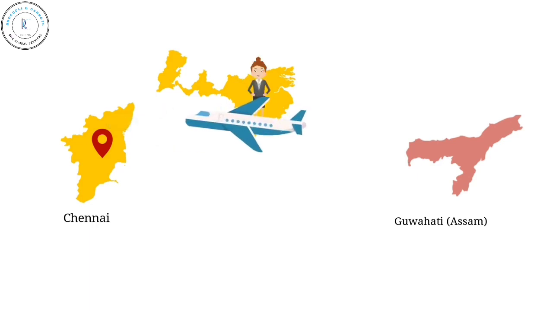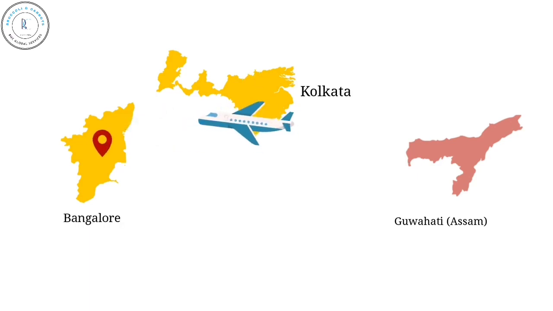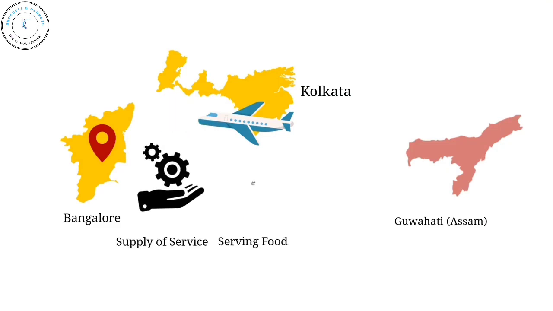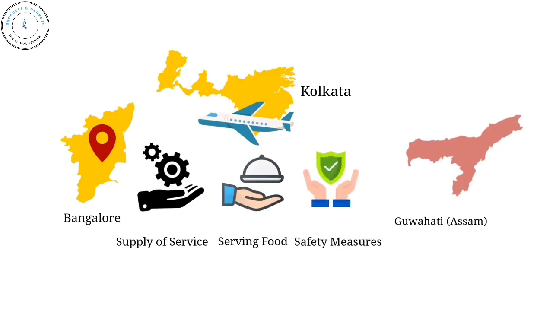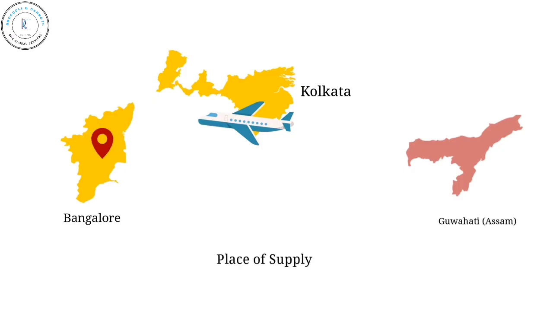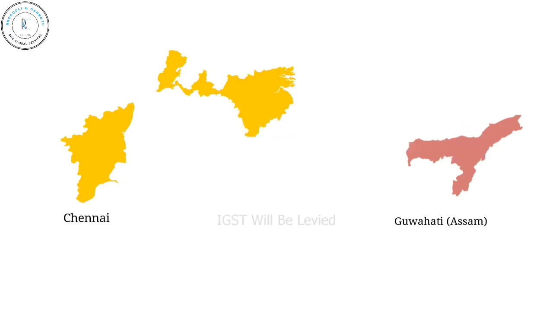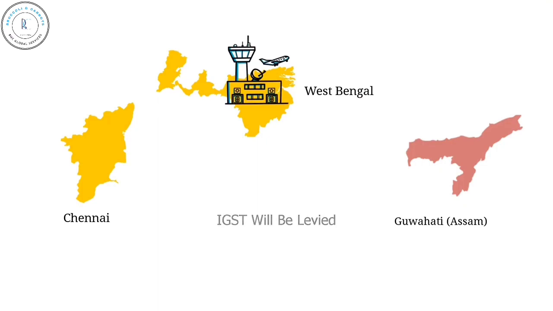Anita boards the flight at Kolkata, destination Bangalore. Air crew is present on board serving food to passengers and taking care of their safety. Supply of service: serving food to passengers and safety measures. Place of supply: Guwahati, Assam, the location of the first point of departure of that plane. IGST will be levied since this branch of Vimana Air is registered in West Bengal.